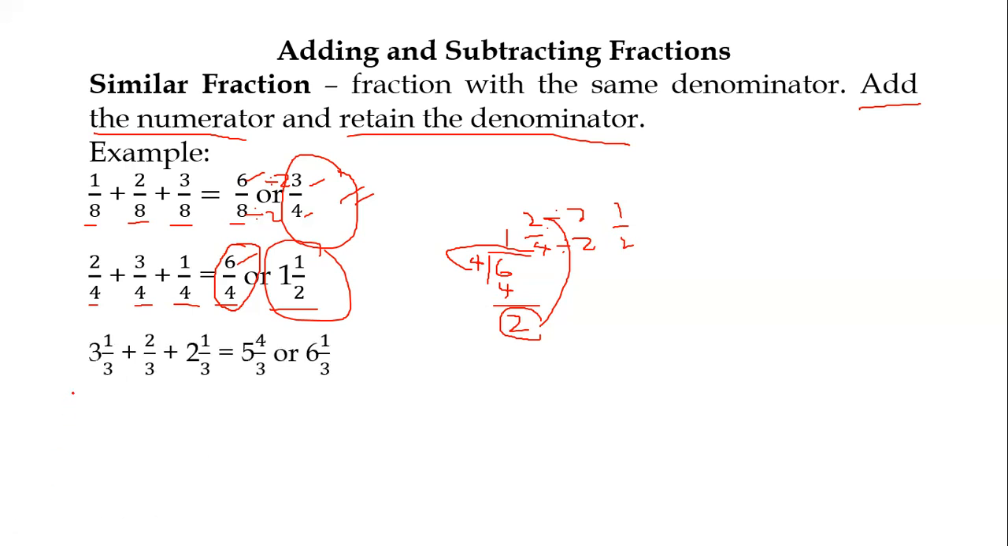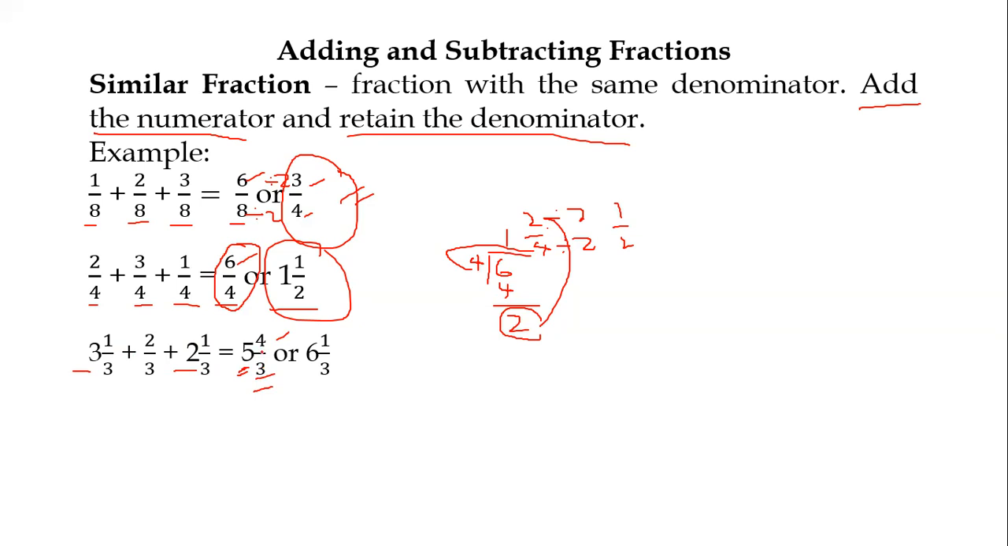This time, we are adding fractions that come with a whole number, mixed numbers. So 3 and 1/3 plus 2/3 plus 2 and 1/3. This time, our first step is to add the whole numbers. So 3 plus 2, and that is 5. And then we proceed to adding the numerators. 1 plus 2, that is 3, plus 1, that is 4. And then copy the denominator.